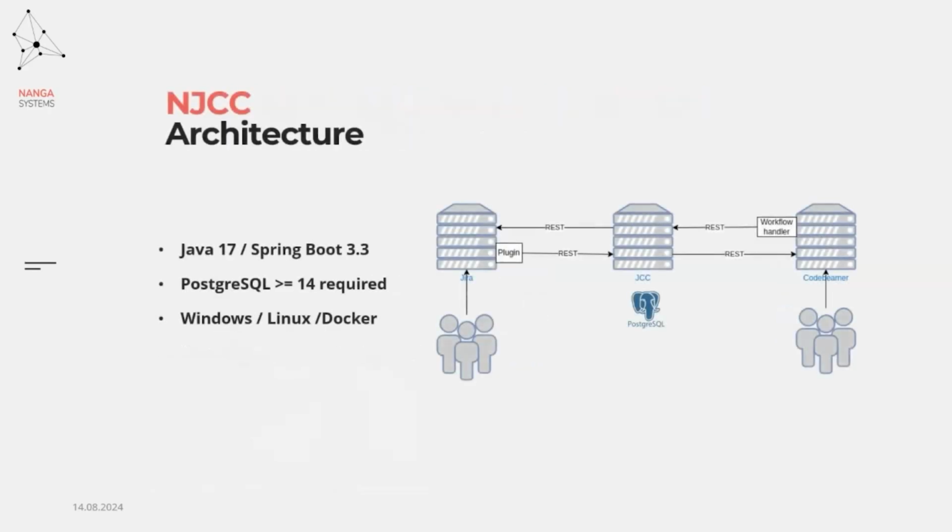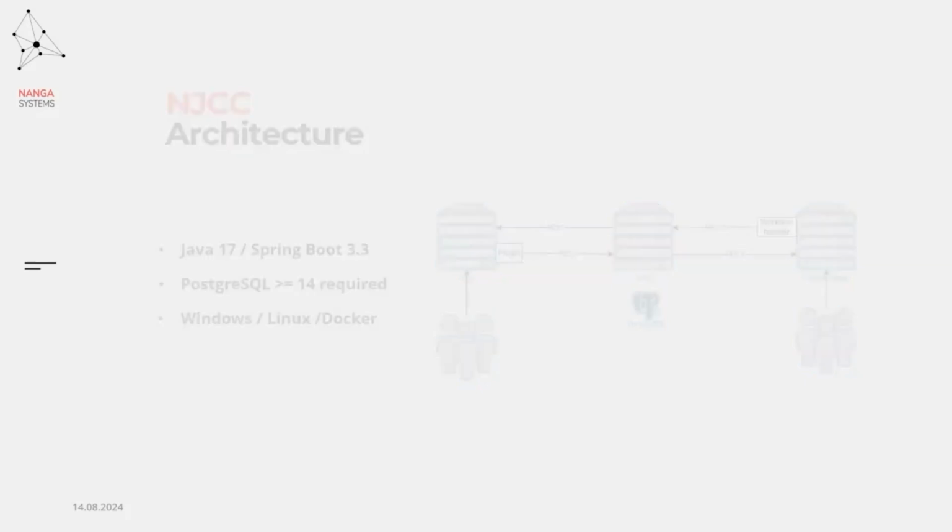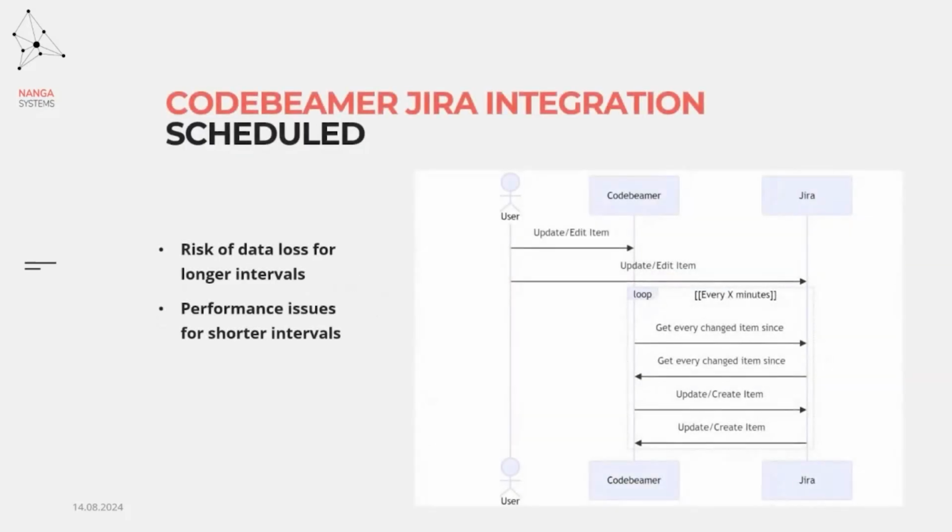Okay, the next one, architecture for the Jira Codebeamer connector. This is based on a middleware which is implemented with Java 17 and Spring Boot. You need a PostgreSQL database for it, or it will be installed during the setup, and you can run it on Windows, Linux, and also on Docker. So we are Docker ready. This is a big advantage when it comes to scaling and so on.